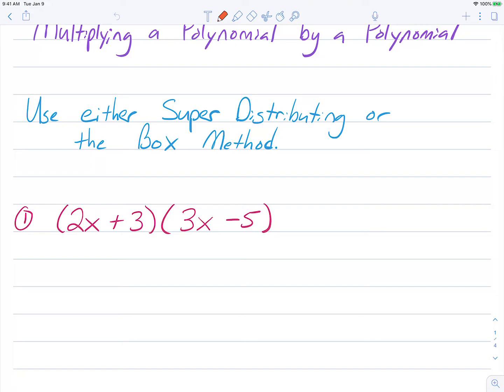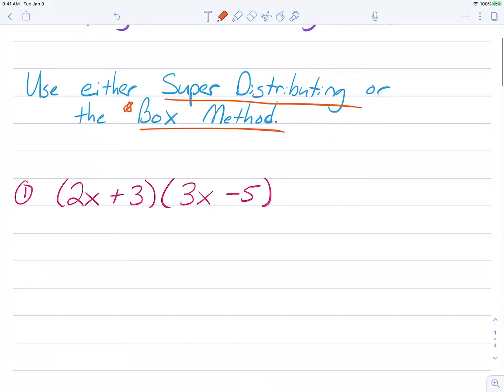You can either use what I call super distributing, because there's a lot of it, or the box method. I'm just going to tell you right now, I prefer the box method because when I multiply, it helps me keep track of everything. But it is up to you as to which one makes the most sense. So on number one, we're multiplying a binomial times a binomial. There's two terms in the first set of parentheses and two terms in the second.